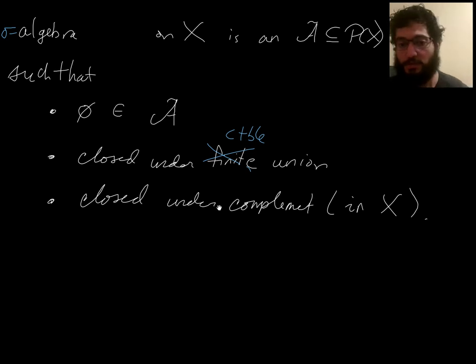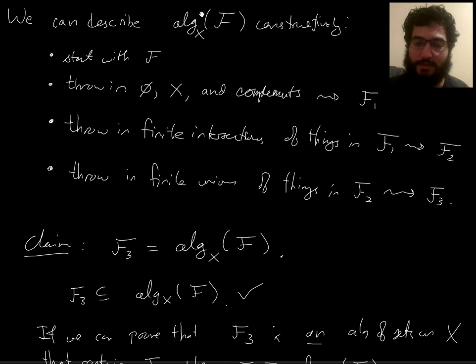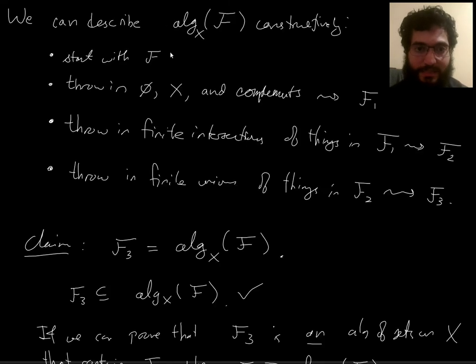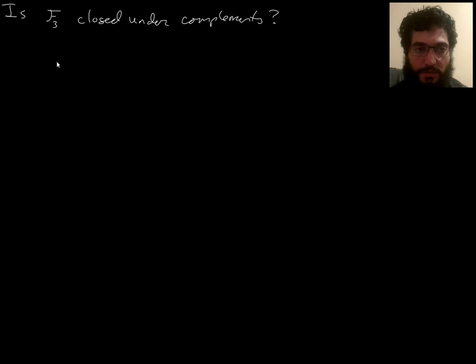And then closed under complements, that's going to take a little bit of effort. So yeah, sure, we made F1 closed under complements, but once we built up to F2 and then to F3, is it still closed under complements? Now there's a lot more stuff to take the complement of. So here's the remaining question: is F3 closed under complements? Is a collection of finite unions closed under complements?